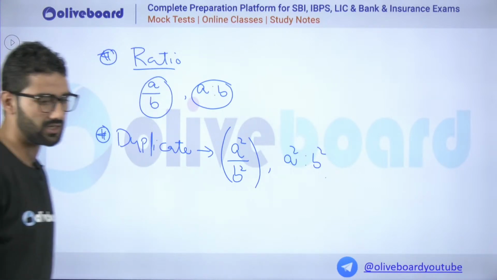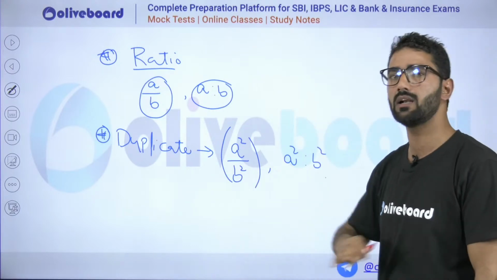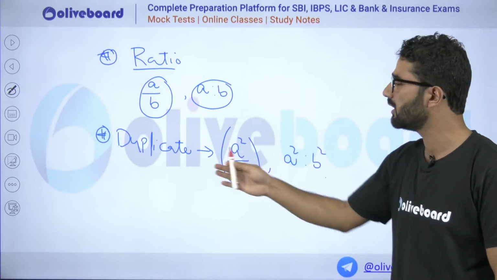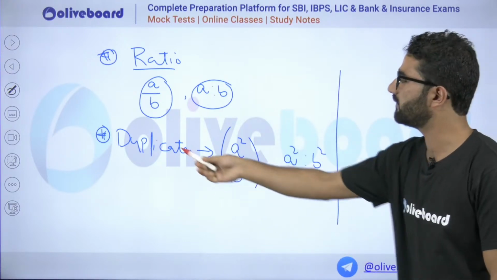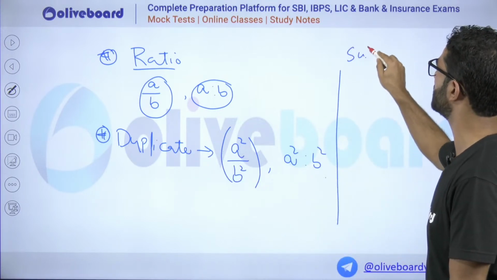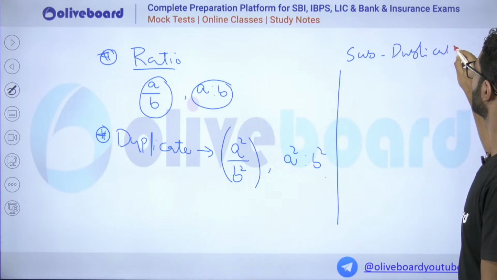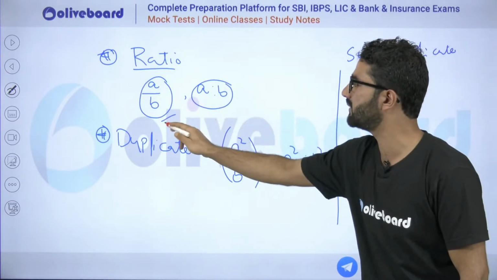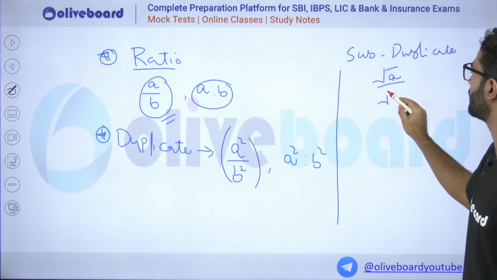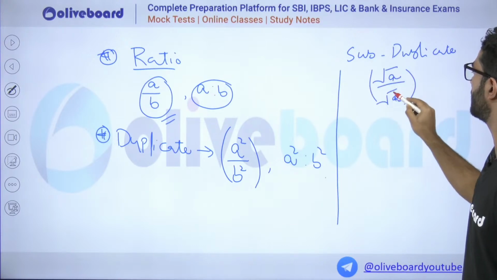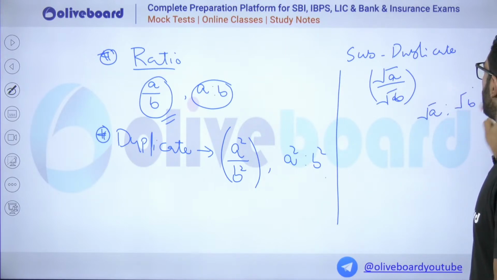One more thing that I want to tell you, I will move towards all types of banking numerical and calculate everything, but there are some basic terms that we should have knowledge of. If I write duplicate, what could be the subduplicate? If we have a ratio, this is a fundamental ratio, a upon b, so the subduplicate will be root a upon root b, or we can also write it as root a is to root b. So this is the way how we can write.